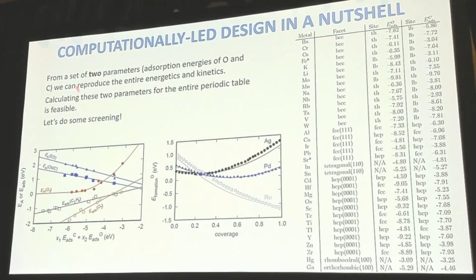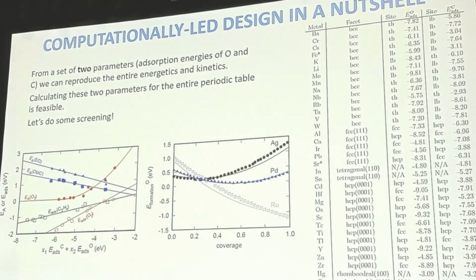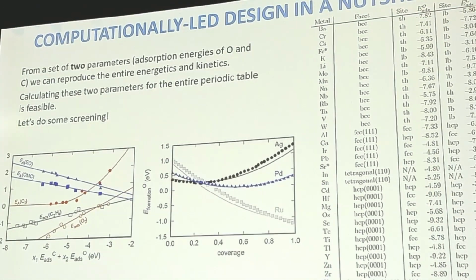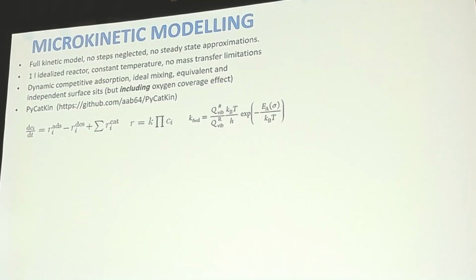And with the scaling relations, we then have the possibility of just calculating two parameters, the oxygen and the carbon adsorption energy on all the metals that we would be interested in. And in this case, I think it was more or less the periodic table that the postdoc just went through and calculated all of this. And we can connect that to all of the barriers, transition states, and so forth, given it. So now we can then use the microkinetics. So we have a way to do that.